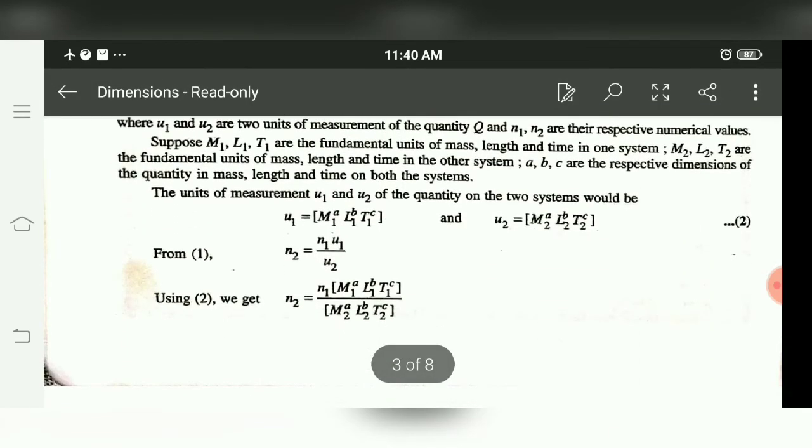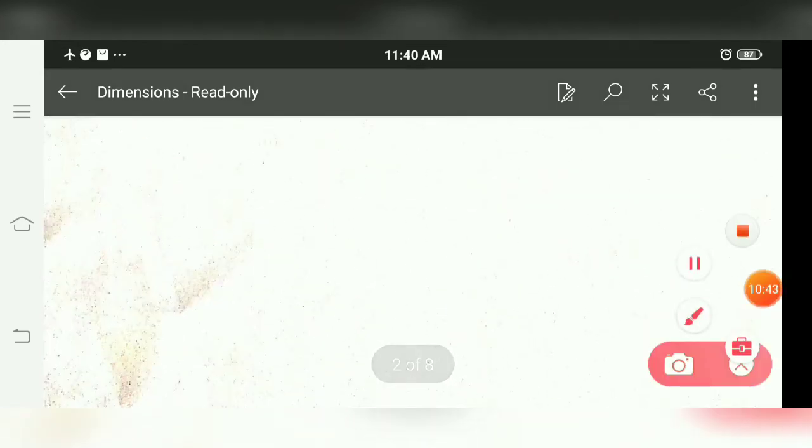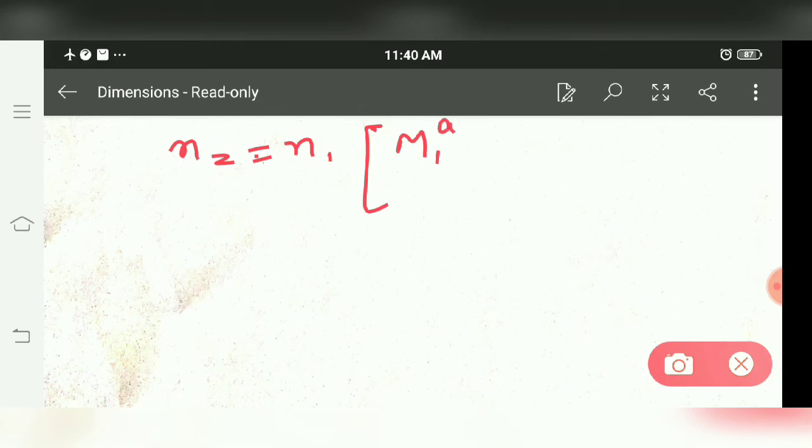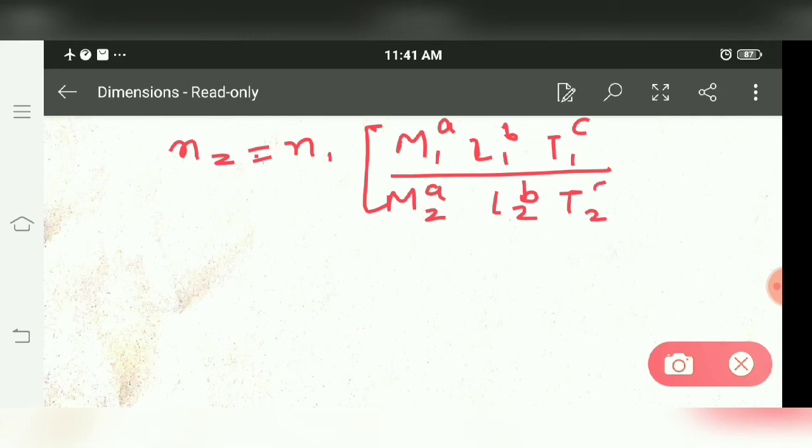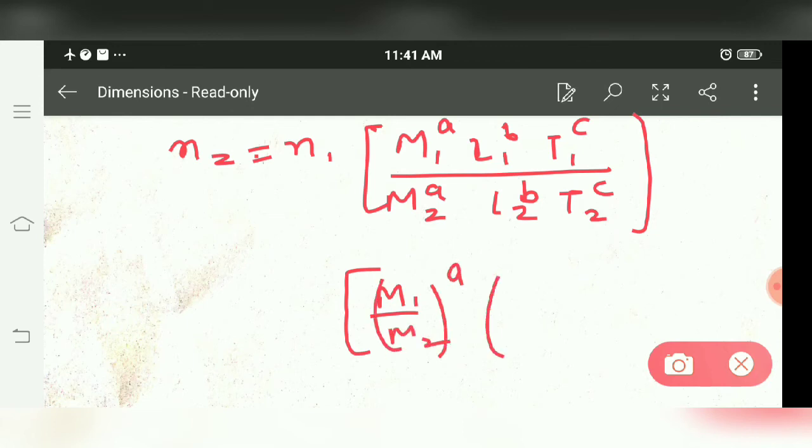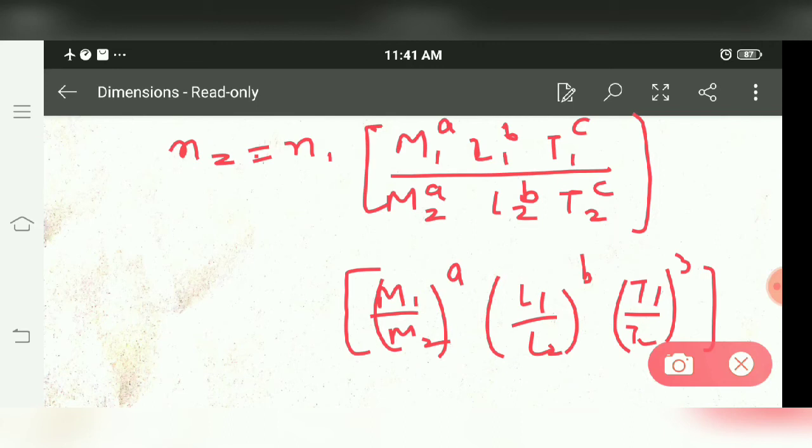The value of u1 is m1 to the a, l1 to the b, t1 to the c. The value of u2 is m2 to the a, l2 to the b, t2 to the c. We just substitute the values here. So n2 equals n1 times m1 to the a, l1 to the b, t1 to the c upon m2 to the a, l2 to the b, t2 to the c, or we can also write it as m1 upon m2 raised to power a, l1 upon l2 raised to power b, t1 upon t2 raised to power c, into n1, that is equal to n2. Once we get the value of n2, we have converted one system of unit to another.